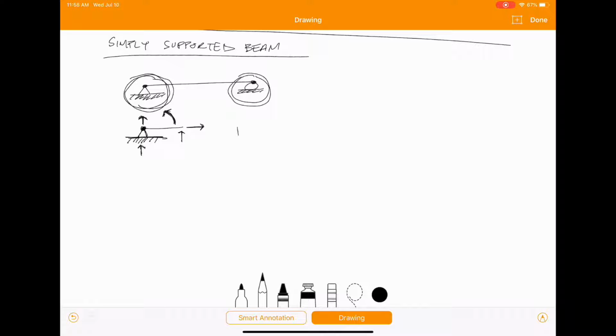So, for a pin connection, we know that it is free to rotate. However, there is no lateral movement in X or Y.